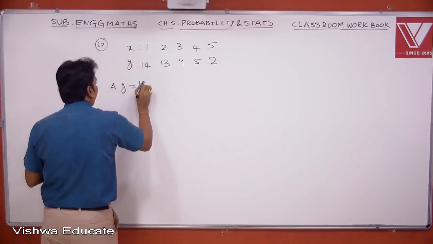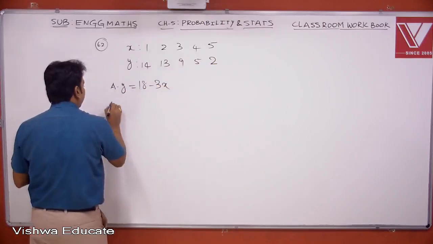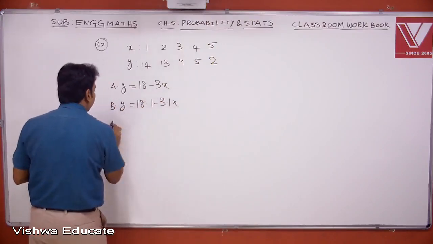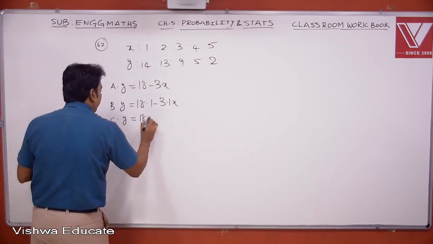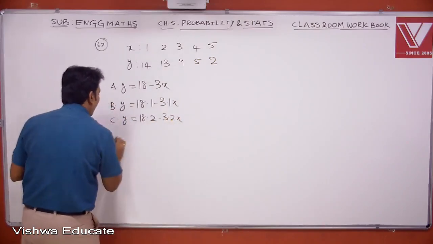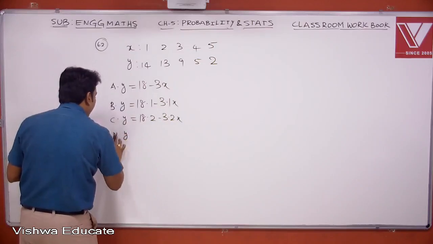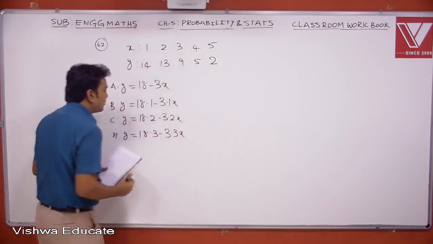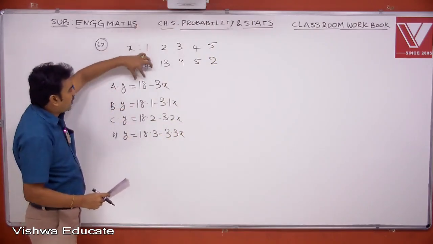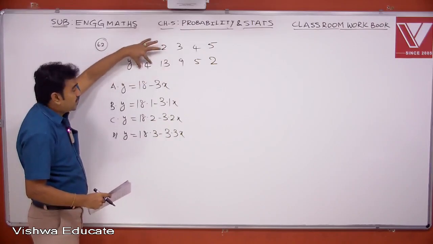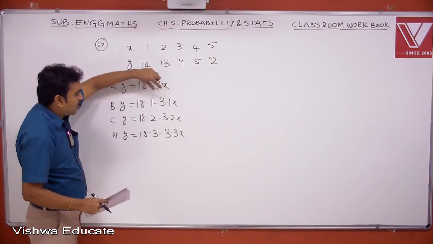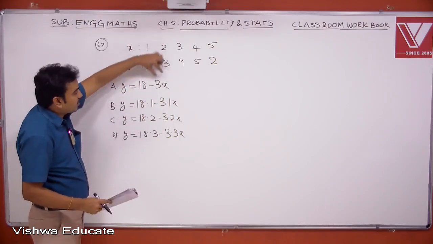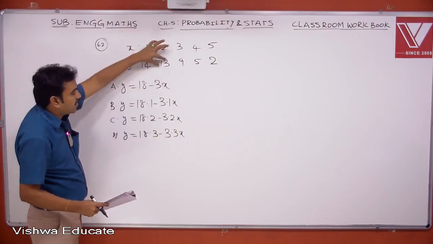The first option is y equal to 18 minus 3x. B, y equal to 18.1 minus 3.1x. Option C, y equal to 18.2 minus 3.2x. Option D is y equal to 18.3 minus 3.3x. When you replace x by 1 in the first option, it gives me 15, but this is not 14. In every option, when you replace x by 1, again this is giving 15. When you replace x by 2, you will get 18 minus 6, 12, but this is 13.